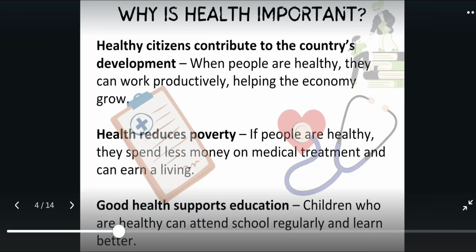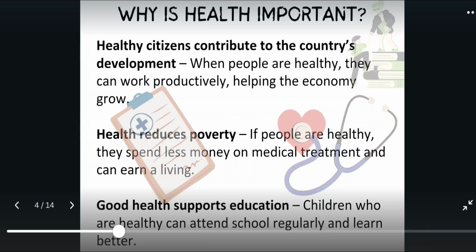So why is health important? Healthy citizens contribute to the country's development. Right now we are looking at the economic aspect, how health contributes to a greater economy. The very first point is that when people are healthy, they can work productively, helping economic growth. As citizens work, they contribute to the economy. And if we are healthy, we will definitely work harder.